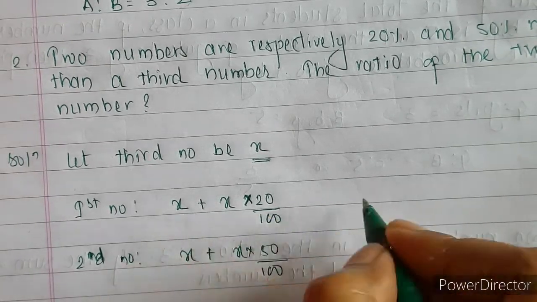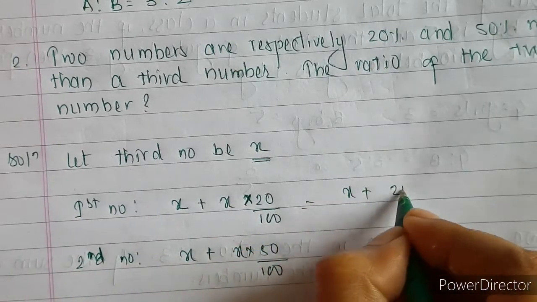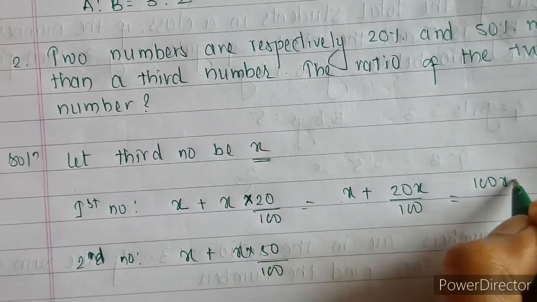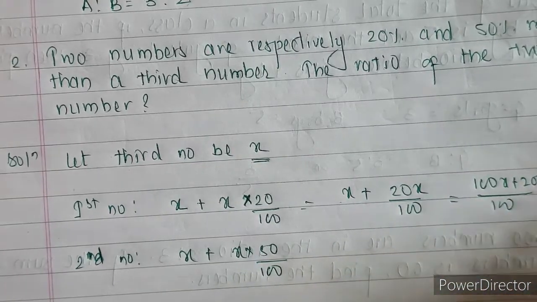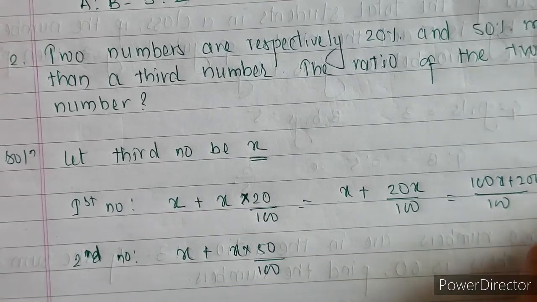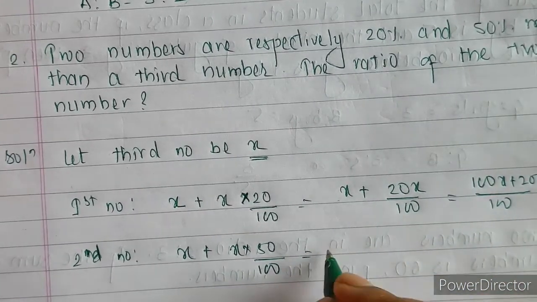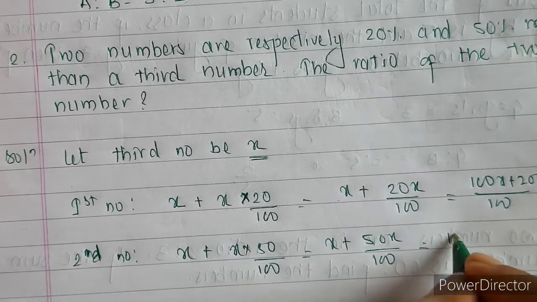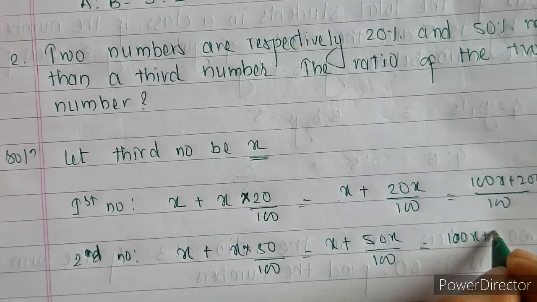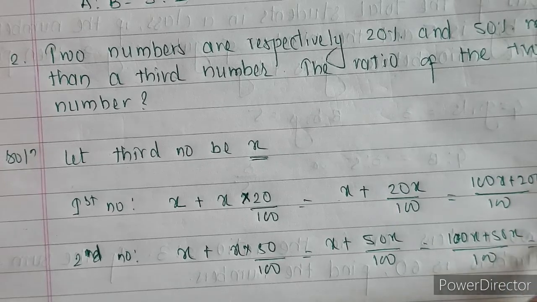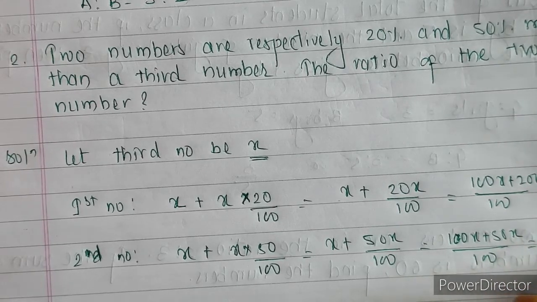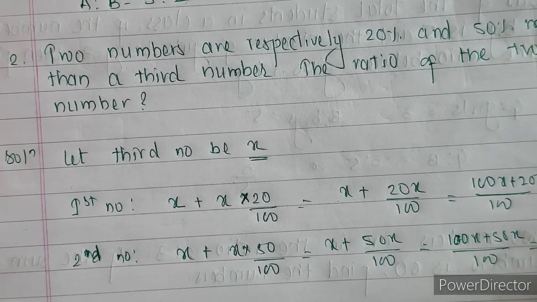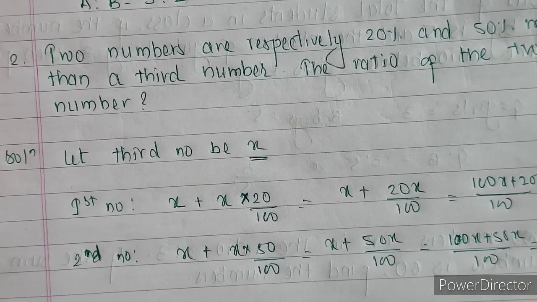Okay, let's simplify this first. We can write this as x plus 20x by 100. From cross multiplying, this can be written as 100x plus 20x by 100, which is 120x by 100. Similarly, x plus 50 times x by 100, taking LCM, this will be 100x plus 50x by 100, which is equal to 150x by 100. So our first number is 120 by 100 times x, and the second number is 150 by 100 times x.